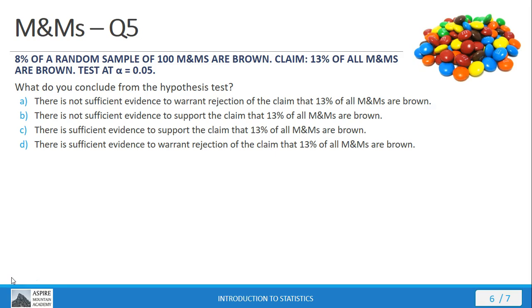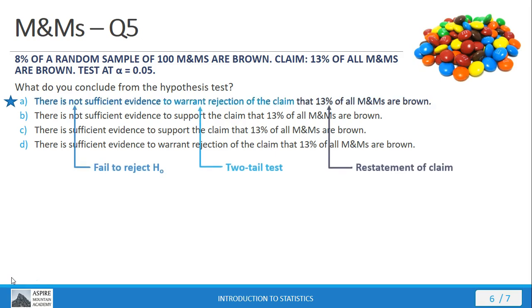So the last question that we're looking at, what do we conclude from the hypothesis test? Well, what did we just get done doing? We said we failed to reject the null hypothesis, so there's not sufficient evidence. We have a two-tailed test, so that means we warrant rejection of the claim, and our answer for this question is going to be answer option A. Again, if you're not clear about where the different parts of this come from, go back and look at that mini lecture that we had on the pattern for determining these conclusions, because that's the pattern we're going to use to get to the right answer every single time.